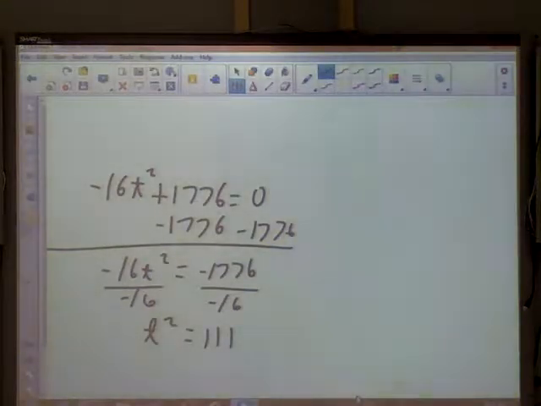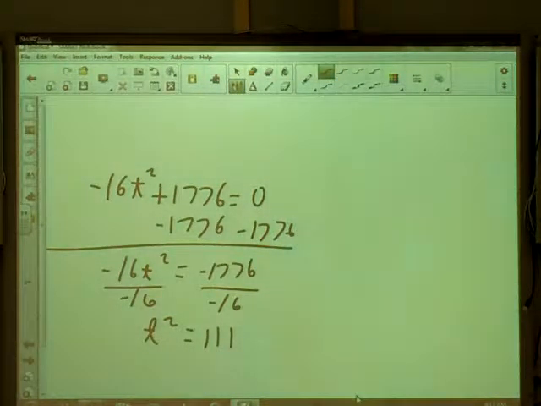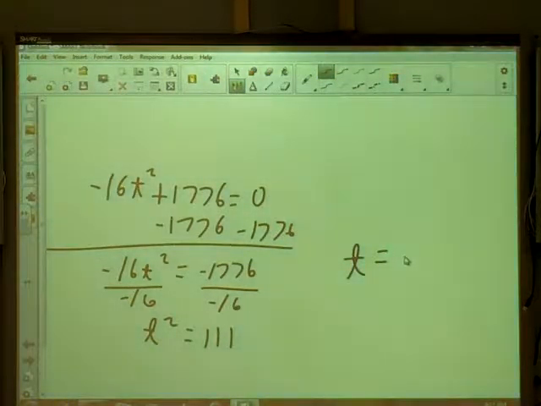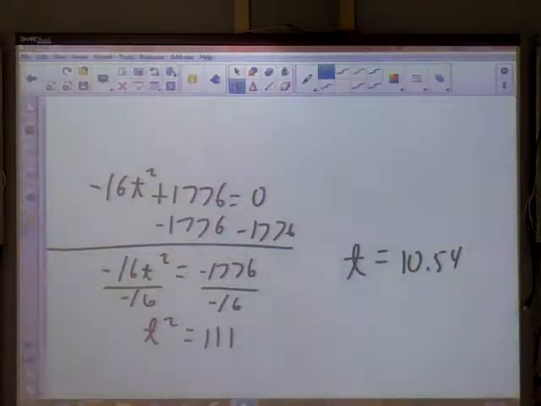Now this time, it tells me on there that I'm going to round to the nearest hundredth, so I actually get a decimal on this. So I'm going to do the square root of 111, and then I don't care about the negative one here. Because you're solving for time. Time is not negative seconds. Said to round to the nearest hundredth. And when I did that, that ended up getting me 10.54 seconds.